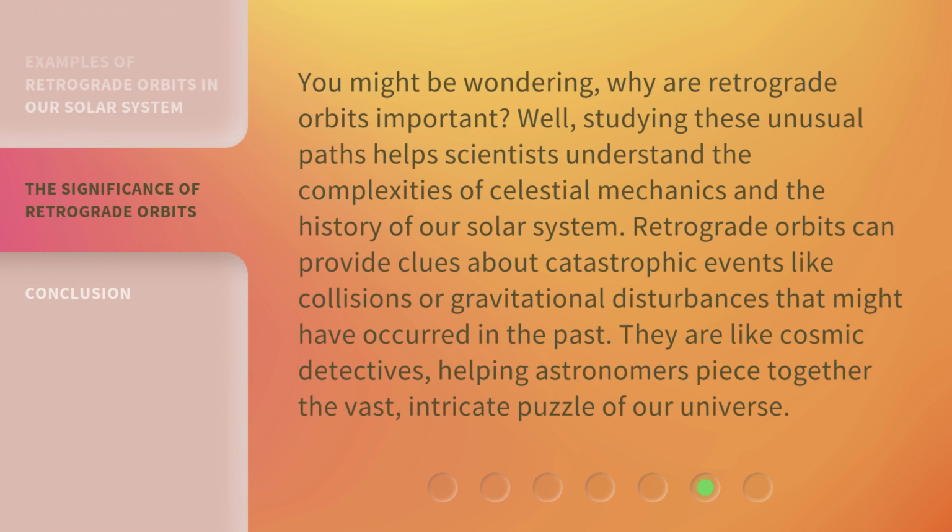You might be wondering, why are retrograde orbits important? Well, studying these unusual paths helps scientists understand the complexities of celestial mechanics and the history of our solar system. Retrograde orbits can provide clues about catastrophic events like collisions or gravitational disturbances that might have occurred in the past. They are like cosmic detectives, helping astronomers piece together the vast, intricate puzzle of our universe.